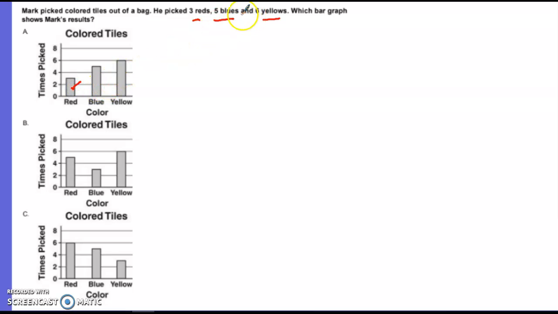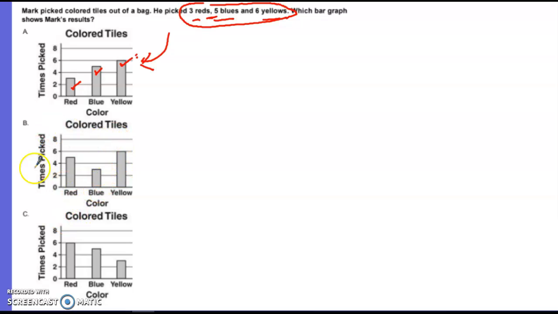Let's look at our blues. We'll find blue on our chart. I should have 5 blues, so I'm going to see if it says 5. Between 4 and 6, that would be 5, so that one is correct. And 6 yellows. Here are yellows. We go up. It is 6. So we actually got really lucky this time that A was actually the correct answer because everything that was in our word problem matched to this graph.